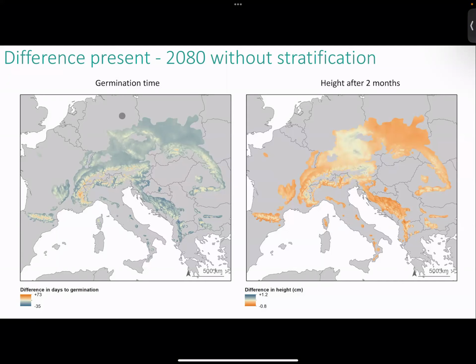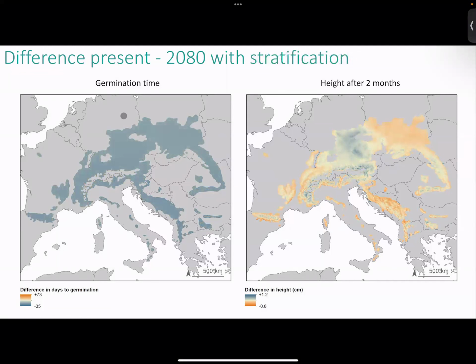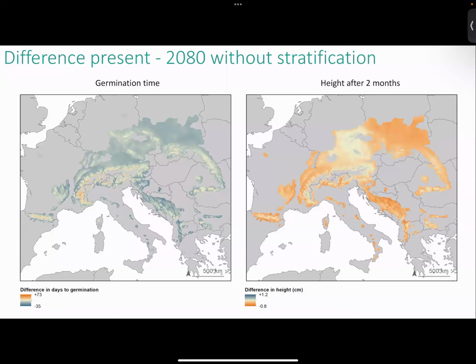For germination time, we see a much more nuanced map than before. And what we see here is that germination time is still hastened in lower areas and plains, and especially also in the south range of the species, whereas it may be delayed in the mountain ranges and in the cold areas of the species.